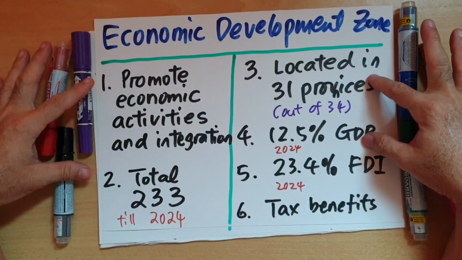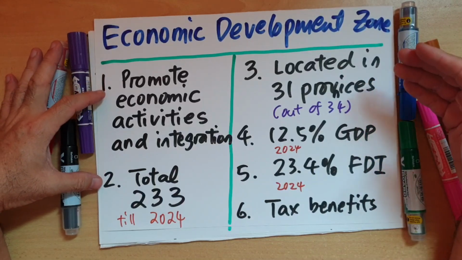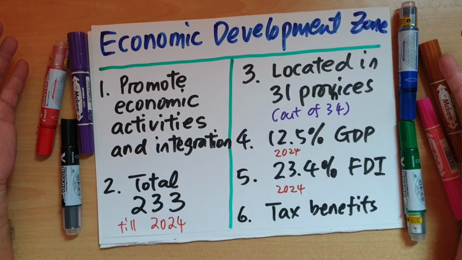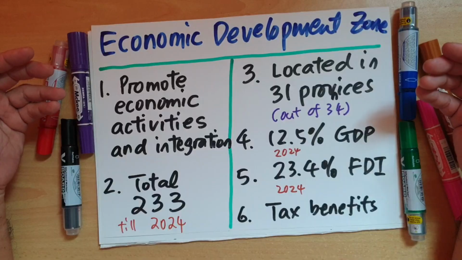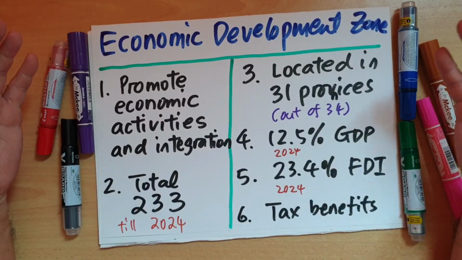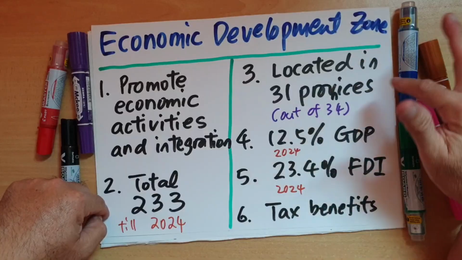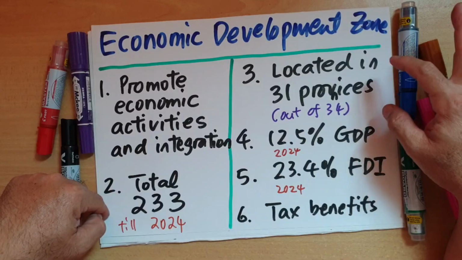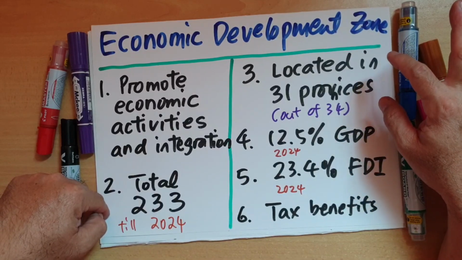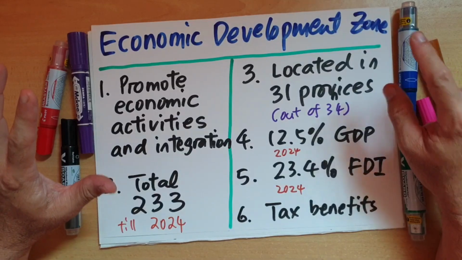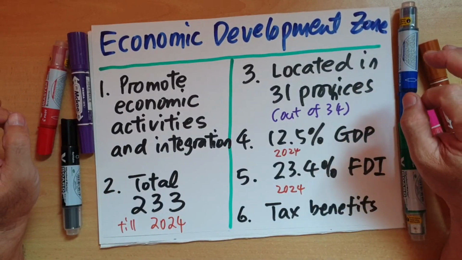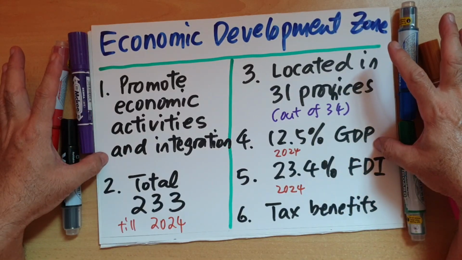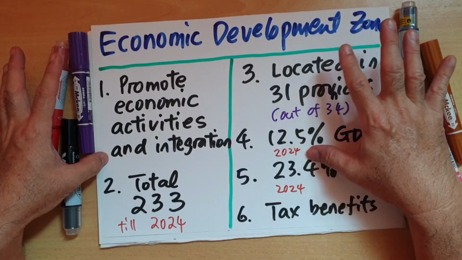The next zone that I want to talk about is the economic development zone. In Chinese, this is called 经济开发区. Its aim is mainly to promote economic activities and integration. Up to 2024, there are actually 233 of them in the whole of China. These 233 economic development zones are located in 31 provinces out of the 34 provinces. In total, they contributed 12.5% of China's GDP for the year 2024.